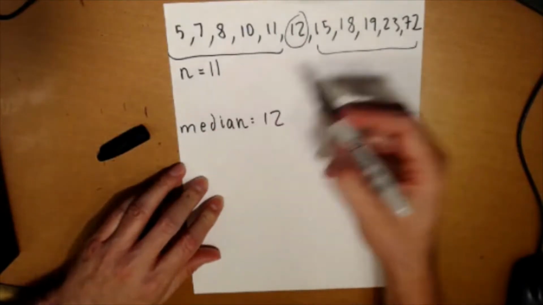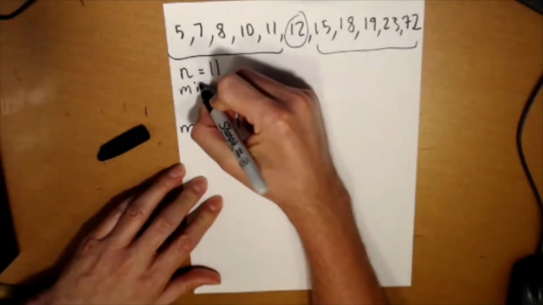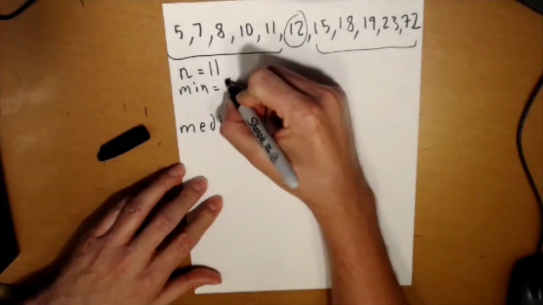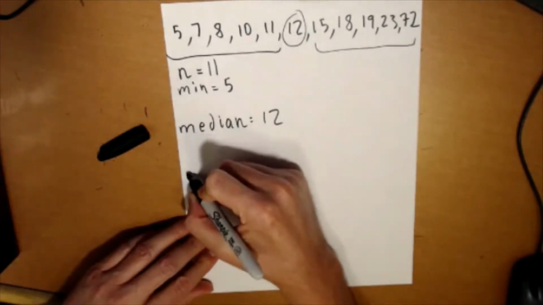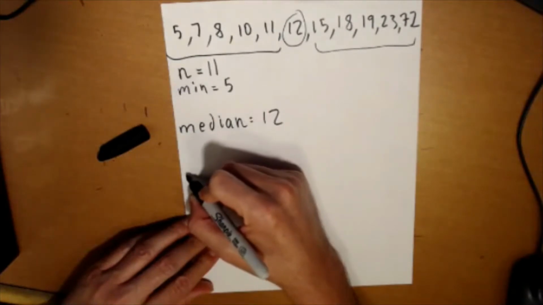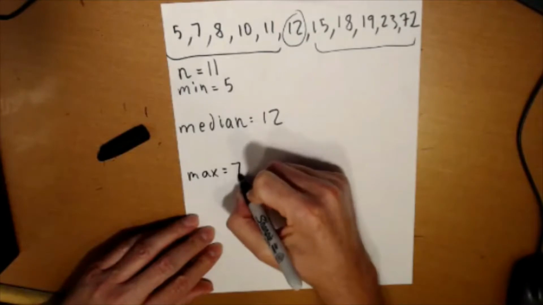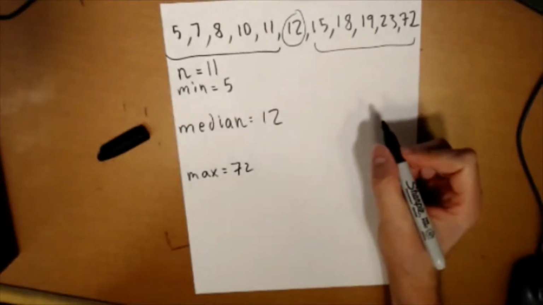The smallest number, we'll call that the minimum, the low. And then the max, the biggest number. Either low and high, or min and max, a couple different ways you can say it. The max is the biggest number, 72.